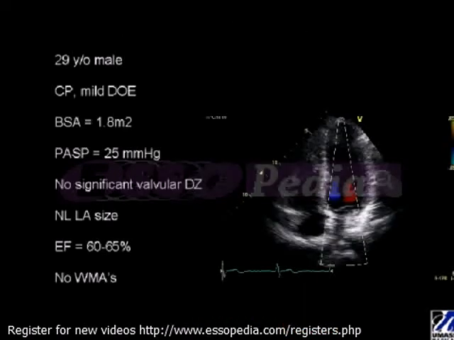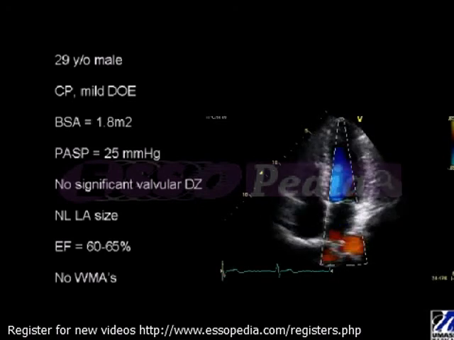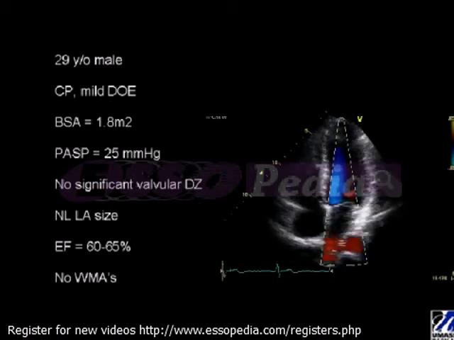This next example is of a 29-year-old male with chest pain, mild DOE, with a BSA of just 1.2 meters squared. The PASP equals 25 millimeters of mercury with no significant valvular disease. Normal LA size with an EF of 60 to 65% and no wall motion abnormalities.